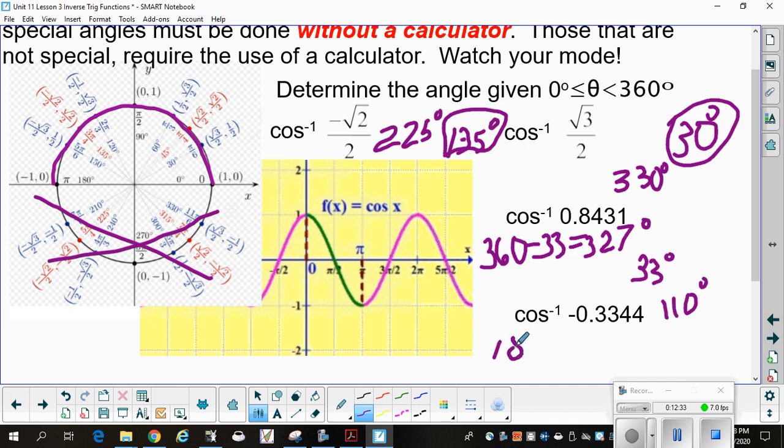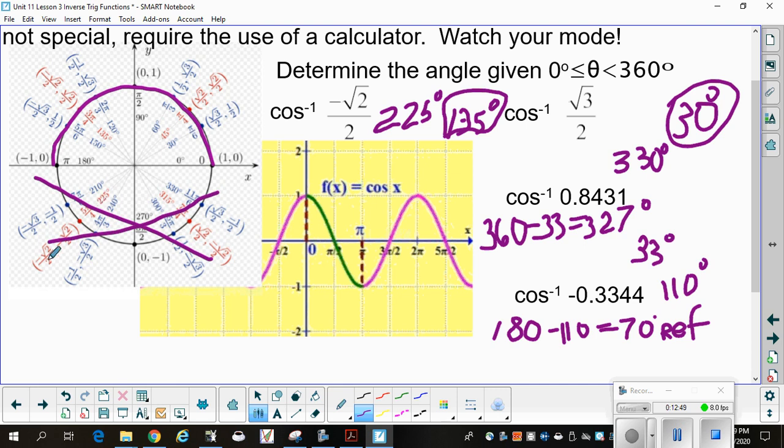So 180 minus 110 is going to give me 70 degrees. This is my reference angle. Now I want to go in the third quadrant. So this is going to be 180 plus 70, which will be 250 degrees, and this is the second angle.